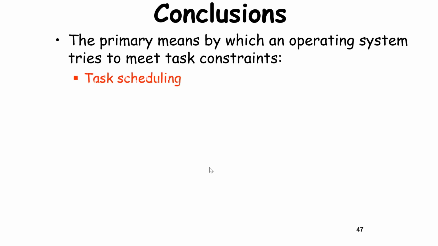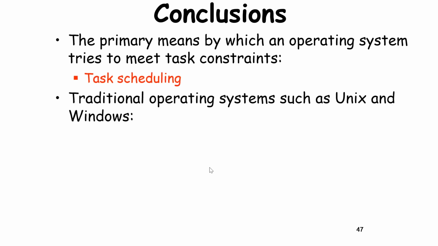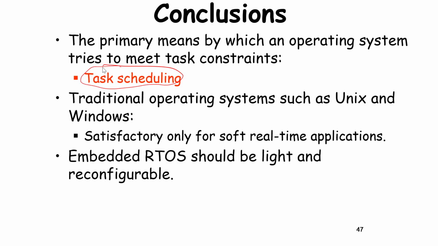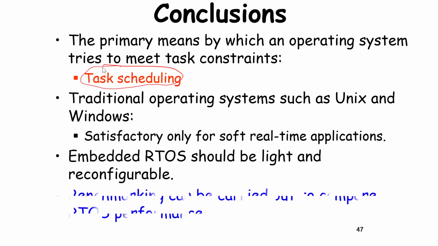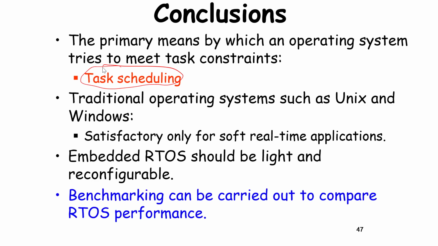So now let's conclude, right? So the primary means by which an operating system tries to meet all the task constraints is basically task scheduling. So this has been our main workhorse up till now. Traditional operating systems such as Unix and Windows are very satisfactory for real-time applications. Embedded RTOSs are in general light and reconfigurable, right? And some benchmarking can be carried out, or in my opinion, if you would allow me to add my opinion, it should be carried out to compare RTOS realistic performance, right? So this is something that should be done.